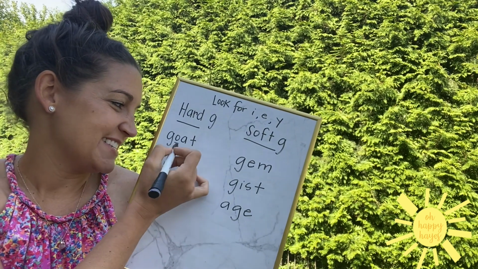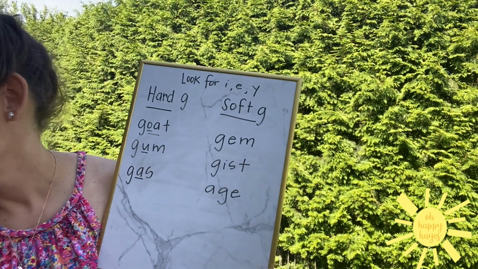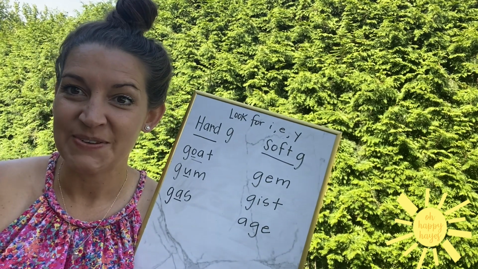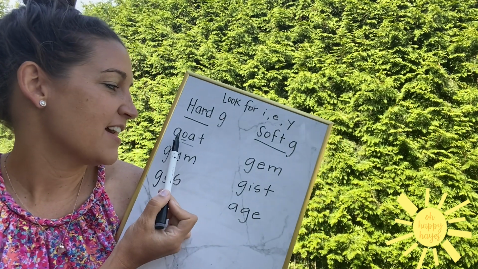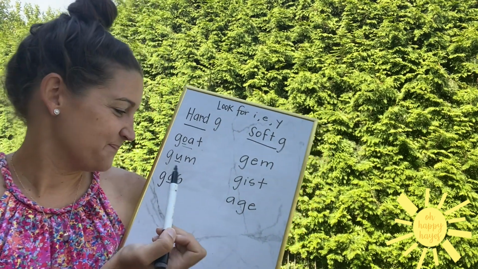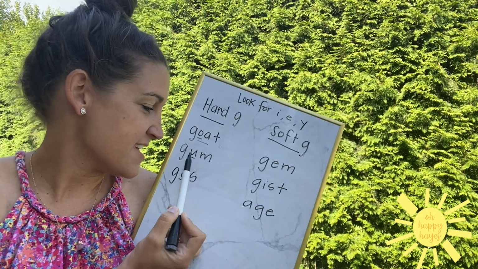I also see a chunk. I know OA says O because it's a vowel team. Sound it out. Get ready. G. Oat. Goat. Yes, goat. Sound it out. Get ready. G.